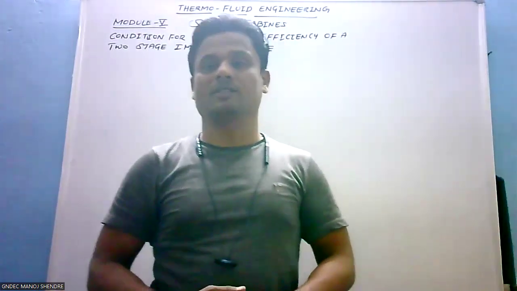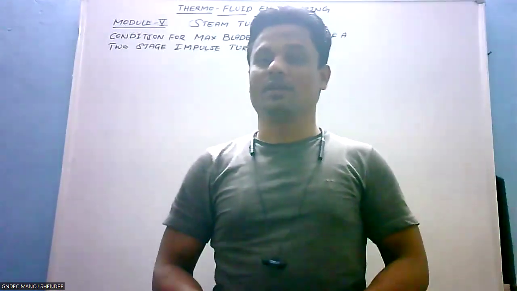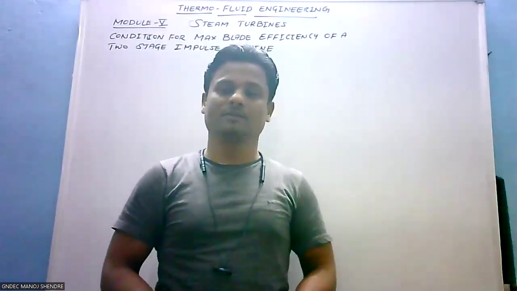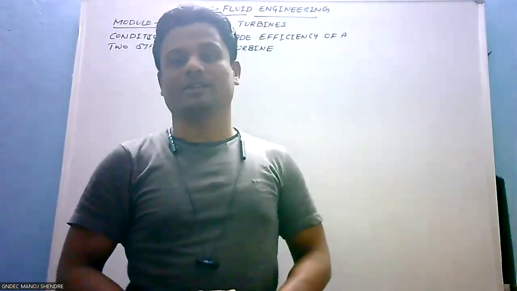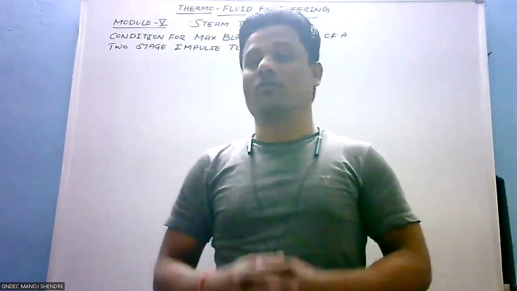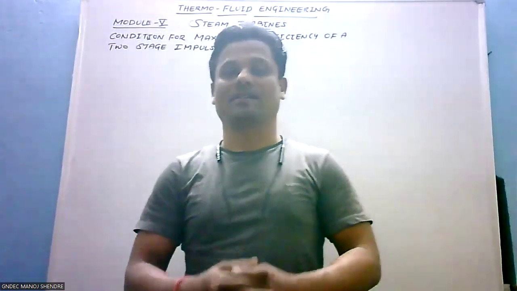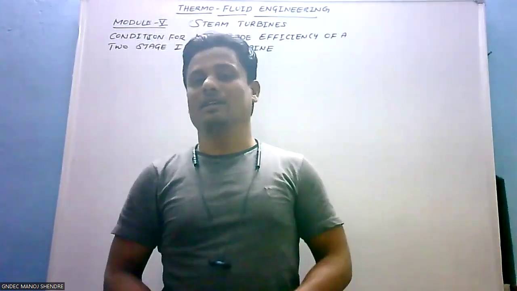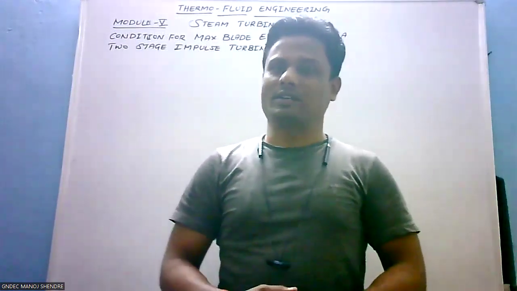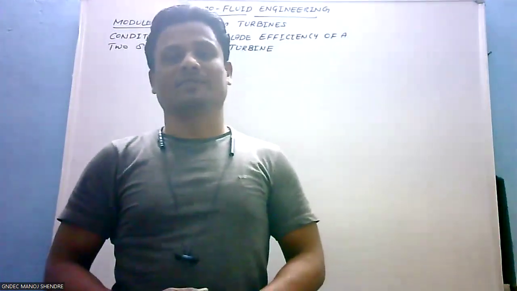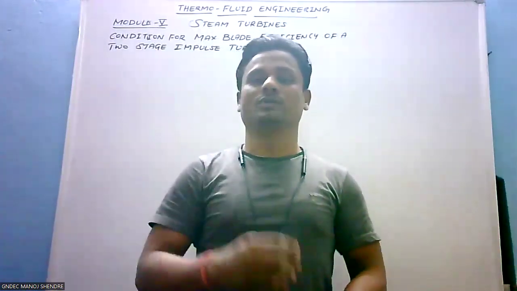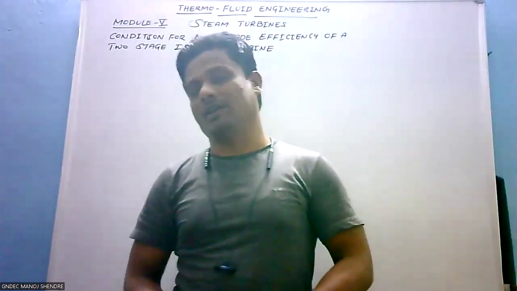Which of the following is the example for the single stage impulse steam turbine? The answer is the de-Laval turbine. Similarly, the example for a two-stage impulse steam turbine is the Curtis turbine, and the example for a 50% reaction turbine is the Parsons turbine. So today we are going to derive one of the very important aspects related to your examination, that is the condition for maximum blade efficiency of a two-stage impulse steam turbine.